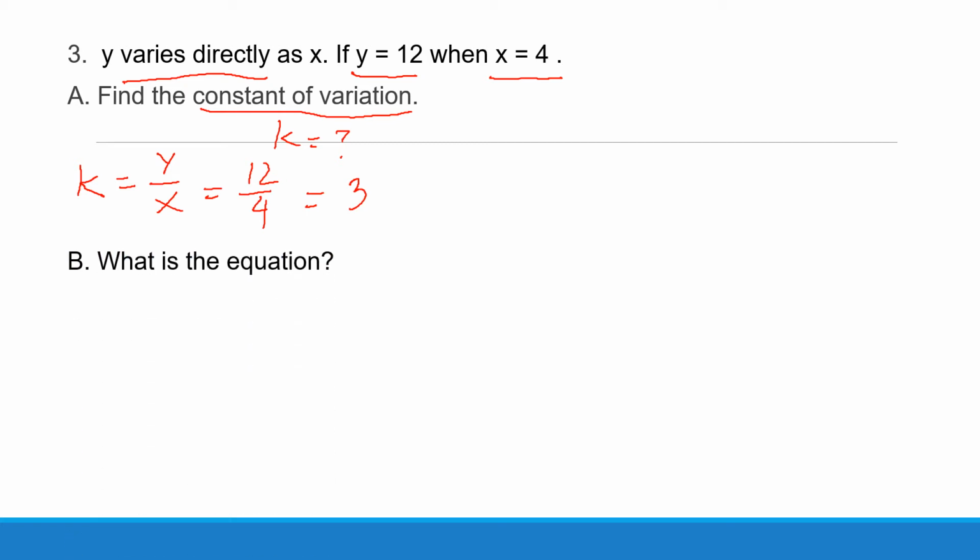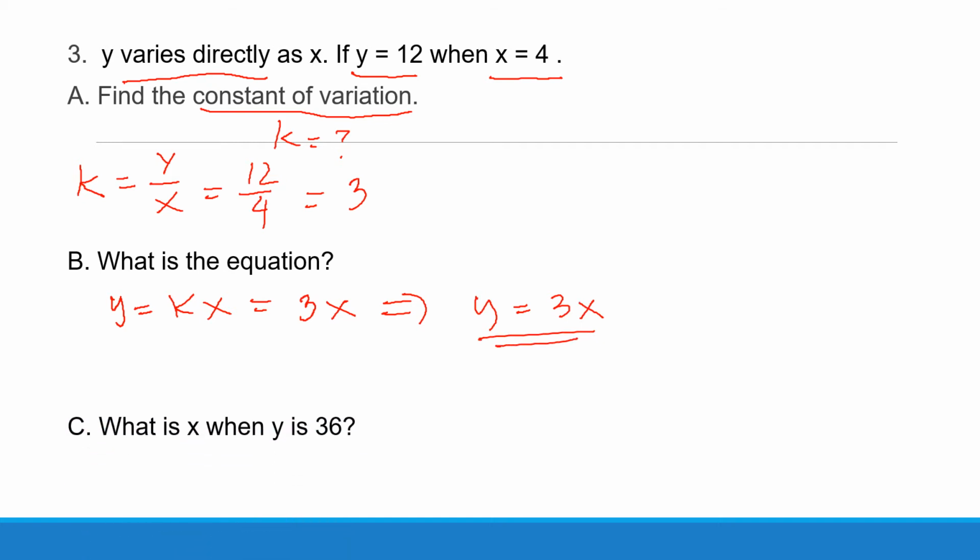So, next question. What is the equation? So, balikan na naman natin yung formula. Meron tayong formula sa direct variation y equals kx. Ang k natin is 3. So, we will substitute. We have here 3 and then x. So, therefore, our formula or our equation is y equals 3x.